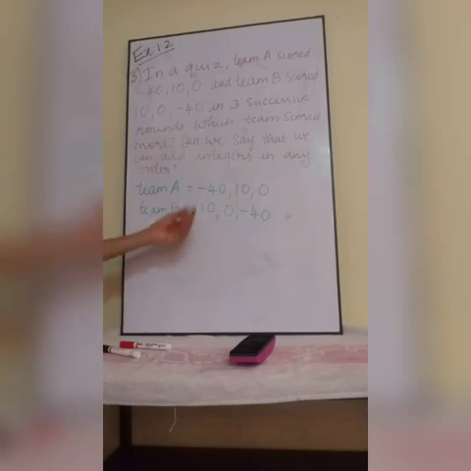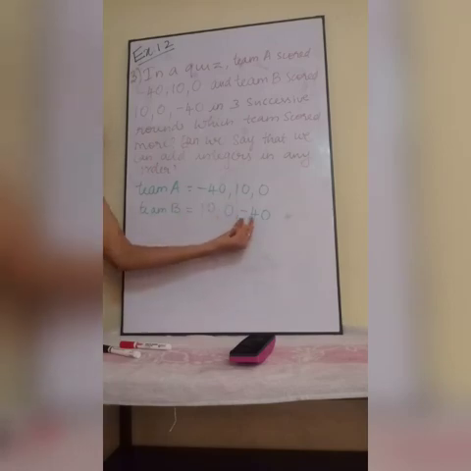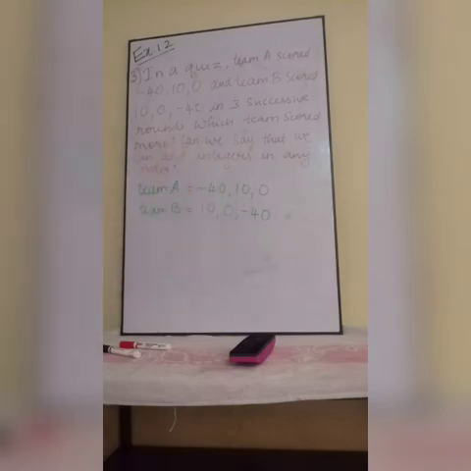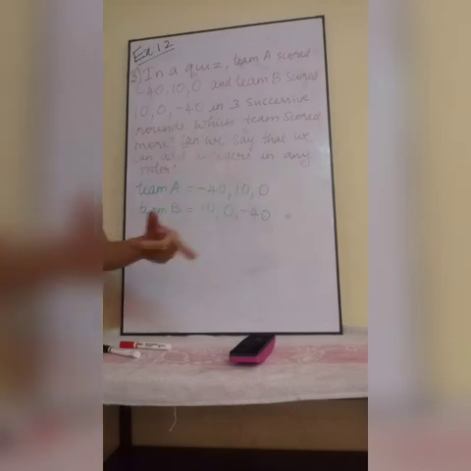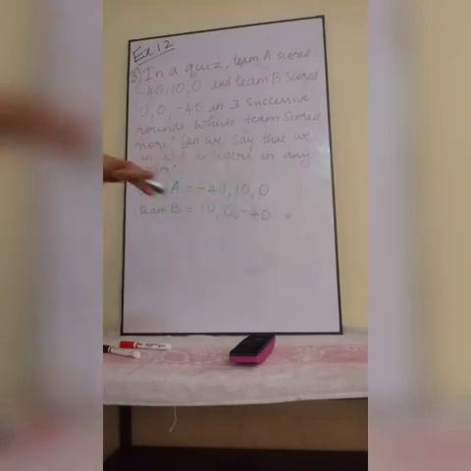Then Team B has scored 10 marks in the first round, 0 marks in the second round, and minus 40 in the third round. So we are getting Team A and Team B marks. Which team scored more? If you add these marks, you can compare and say which team has scored more.